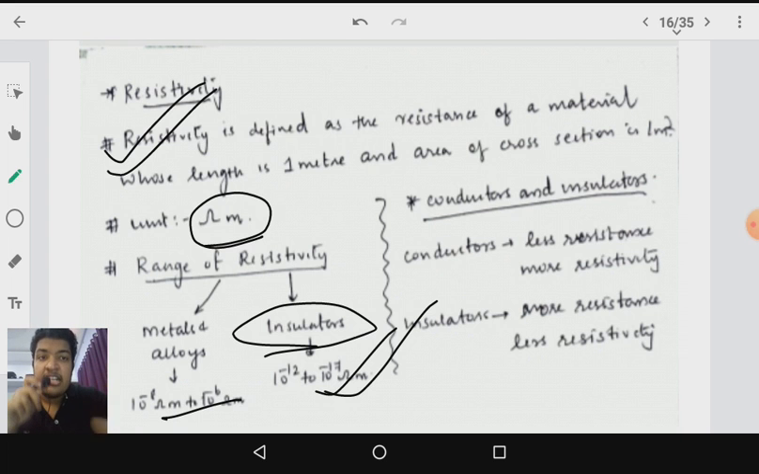So which is greater? 10 raised to minus 6 is greater than 10 raised to minus 12. So we can say that for conductors, resistivity is less, right, and current will flow through them easily, so we can say resistance is less. Less resistivity, less resistance. For insulators, more resistivity and more resistance.